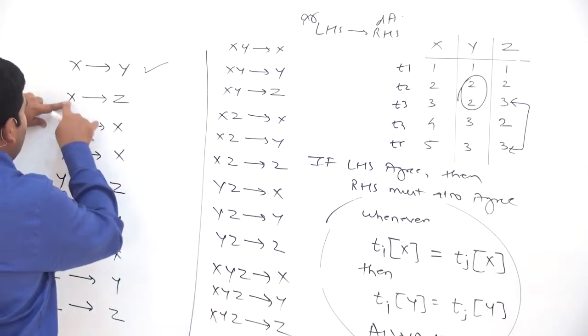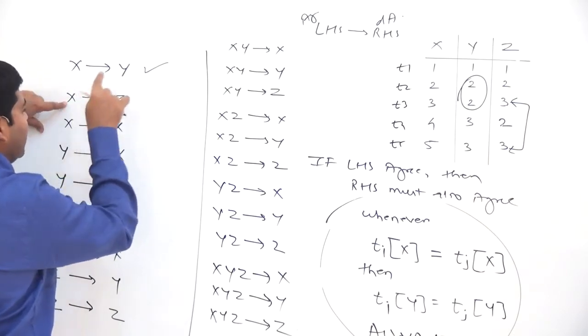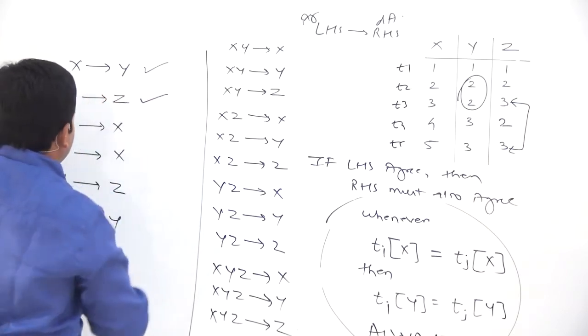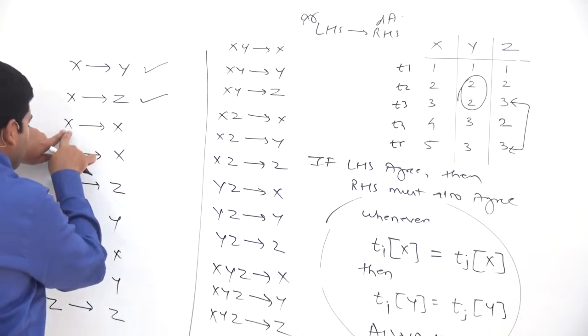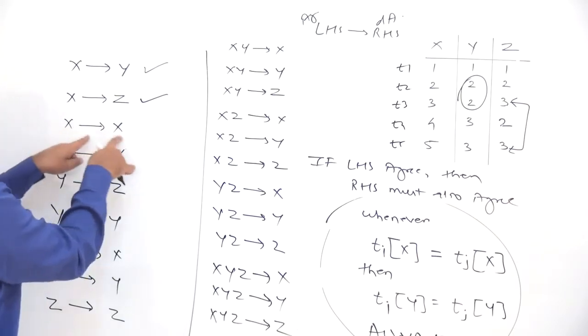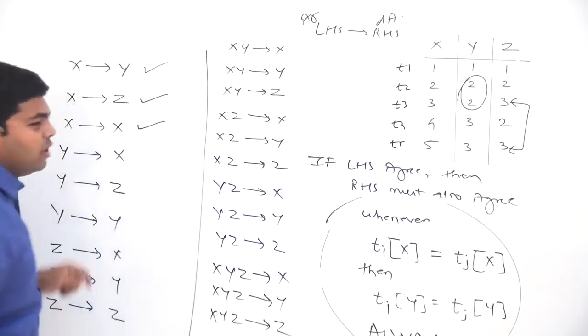Similarly, no agreement on the left hand side, right hand side need not be checked, no rule will be violated, therefore the FD is valid. Again, no agreement on the left hand side, therefore no need to check agreement on the right hand side, the rule will not be violated, and therefore the FD will be satisfied.